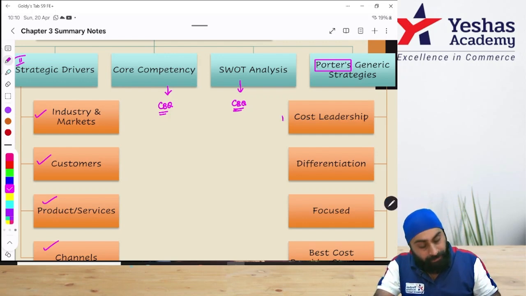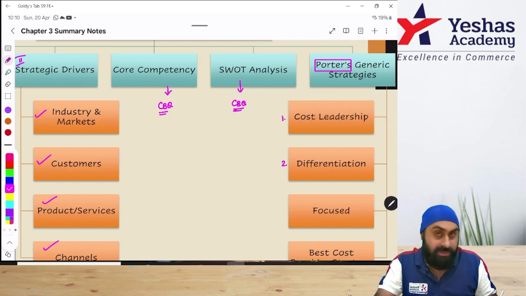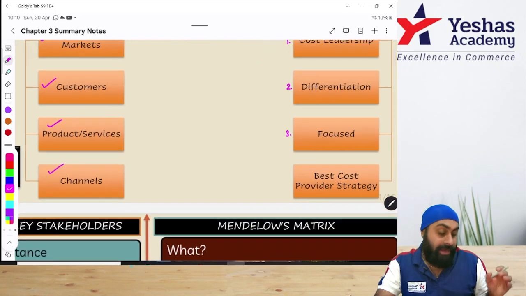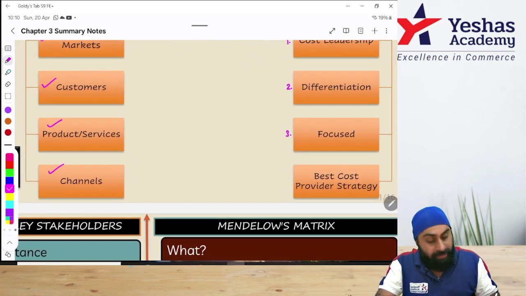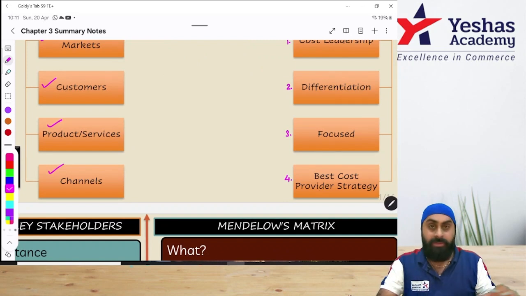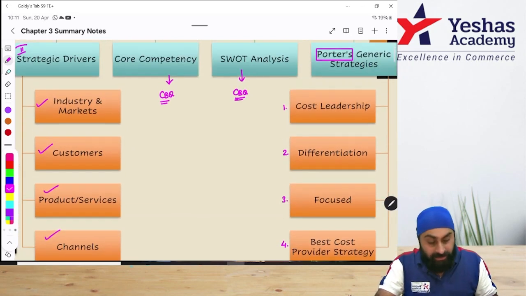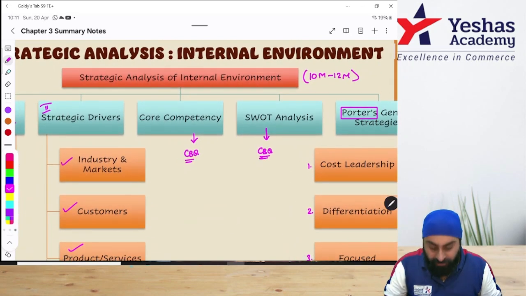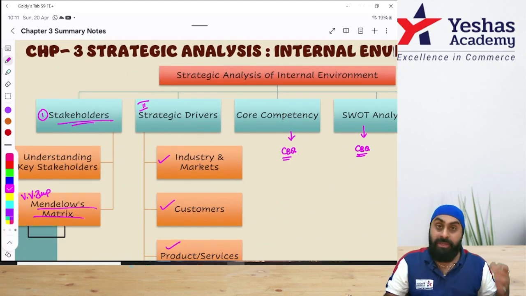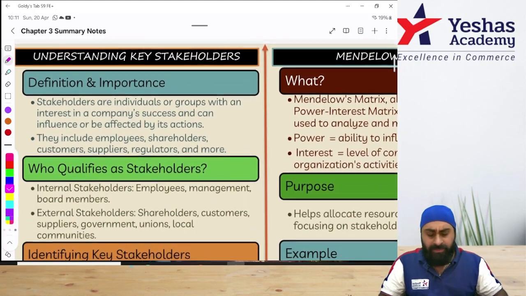Cost leadership is a very interesting strategy where we reduce the cost. Differentiation, trying to create uniqueness. Focus, trying to segment on one particular group of customers. Best cost provider strategy is a combination of all the three above. So this is the overview of the chapter. We're going to first start with stakeholders. Let's jump directly into what are stakeholders.